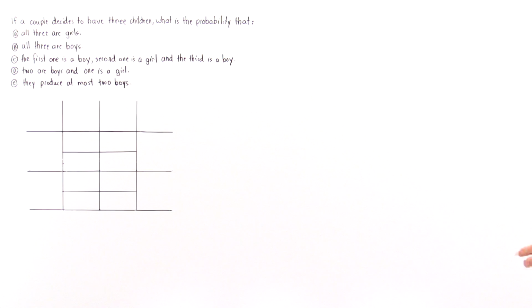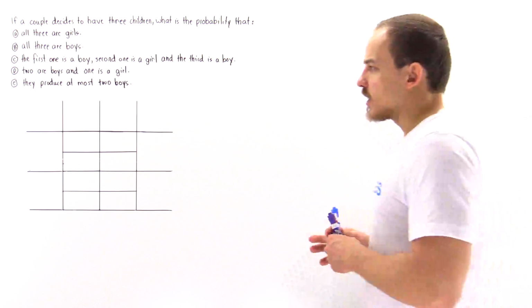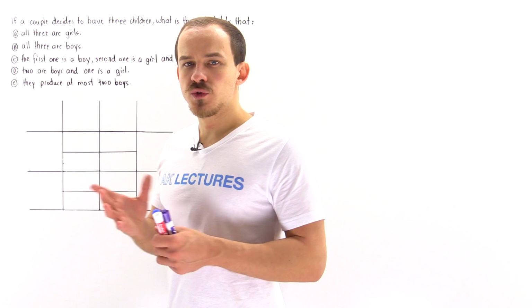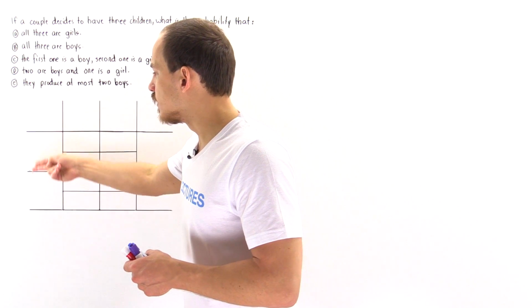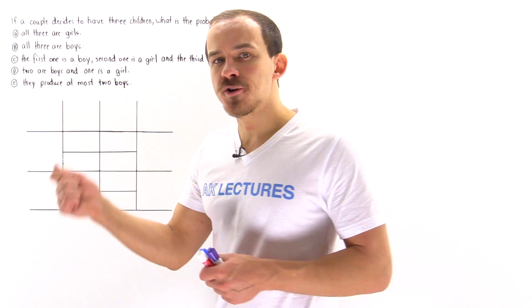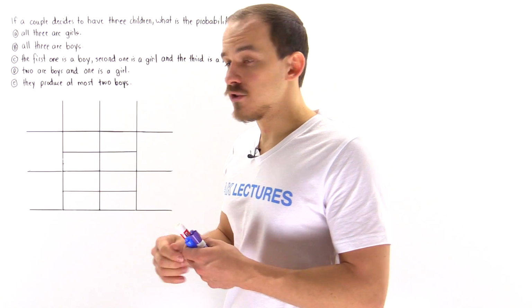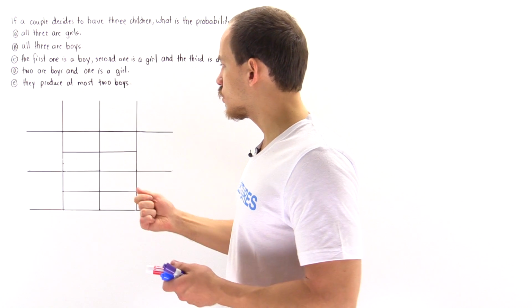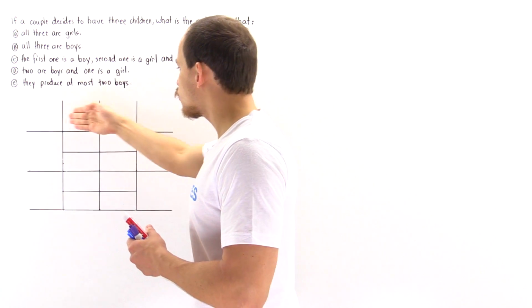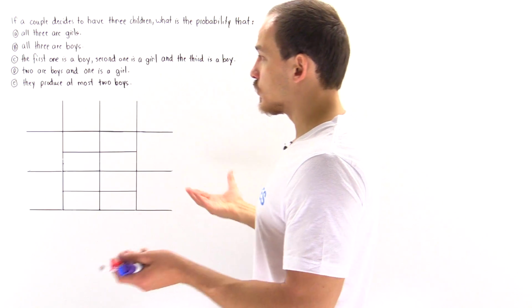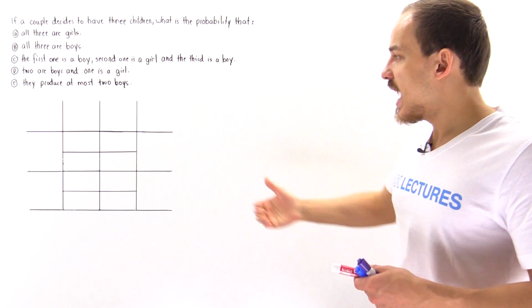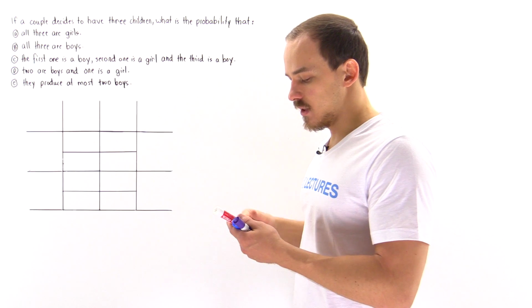So let's begin by creating the Punnett square. Now, the way that we're going to create the Punnett square is in the following manner. This column basically deals with the first possibility of the child. So we have either a boy or a girl. This row basically deals with the second possibility. So child number 2 can be either a boy or girl. And this is the third possibility right over here.